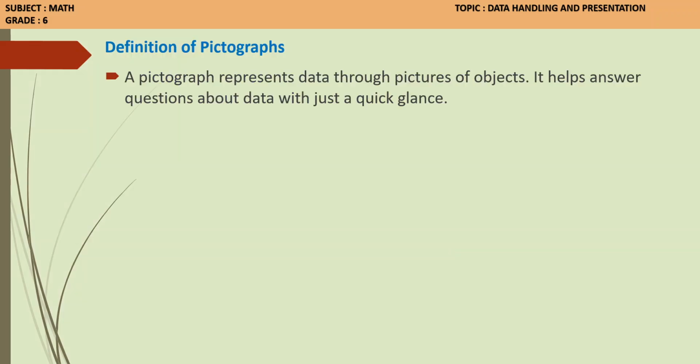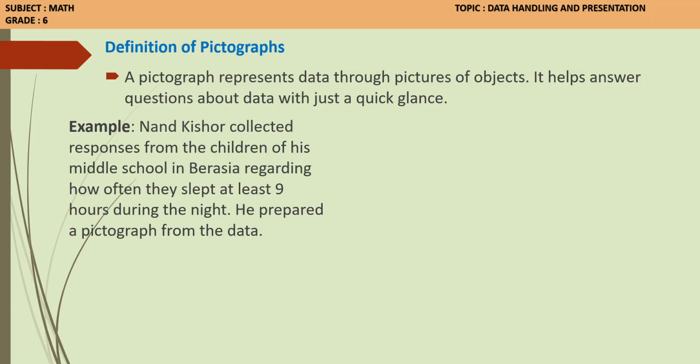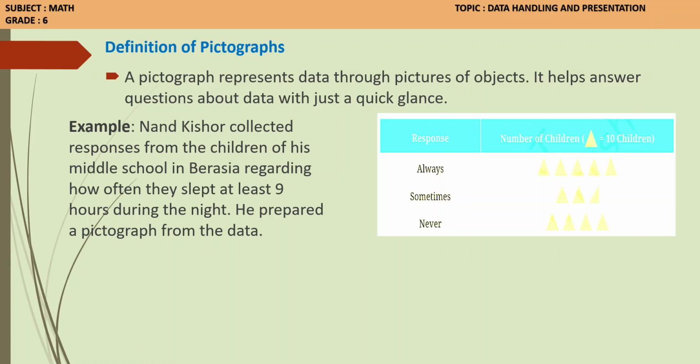Definition of pictographs. A pictograph represents data through pictures of objects. It helps answer questions about data with just a quick glance. Example: Nand Kishore collected responses from the children of his middle school in Odisha regarding how often they slept at least 9 hours during the day. He prepared a pictograph from the data he collected.